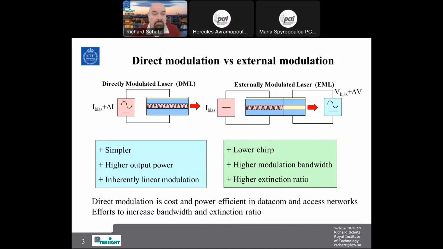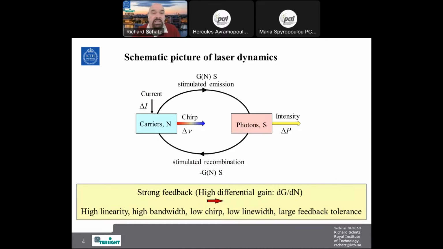So this means that directly modulated lasers are mainly used in datacom and short distance networks, because otherwise the chirp will become a problem. And of course, there are efforts to increase the bandwidth and extinction ratio of DMLs to compete with the EMLs. So to understand the laser, I will not go through the laser theory, but this picture, in fact, quite well gives an understanding of the laser.